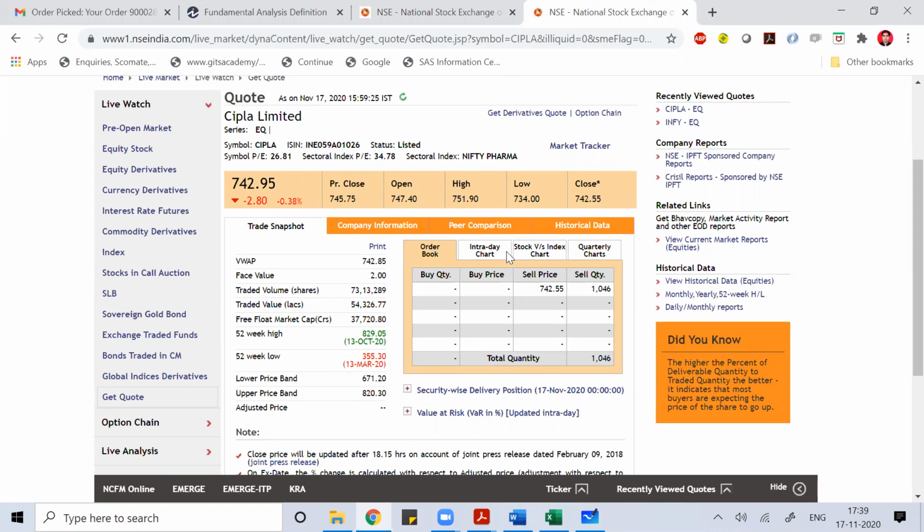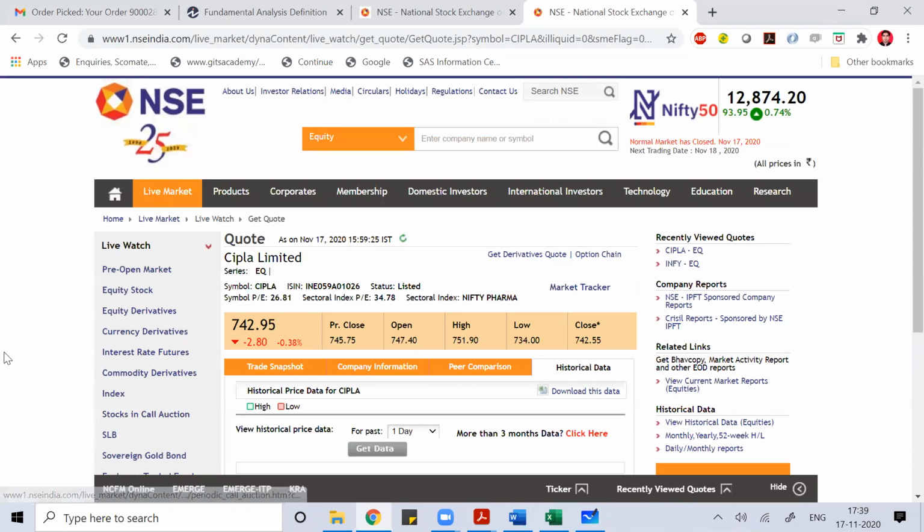So you can see this. The free float market capitalization is 37,720 crore. The 52-week high is 829, so 829 is the resistance, while the 52-week low is 355, so 355 is the support. Then the lower price band and upper price band. You can read more about the company, but right now I'm more interested in historical data.